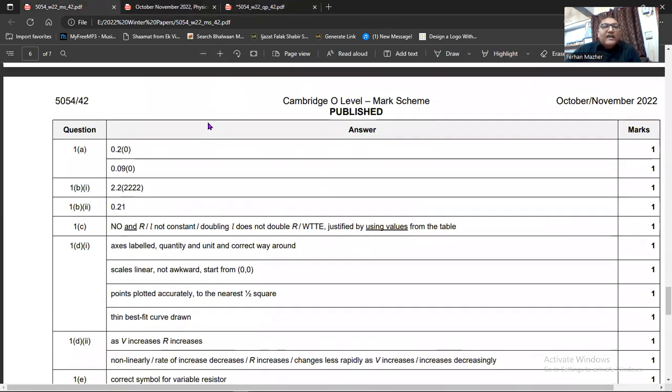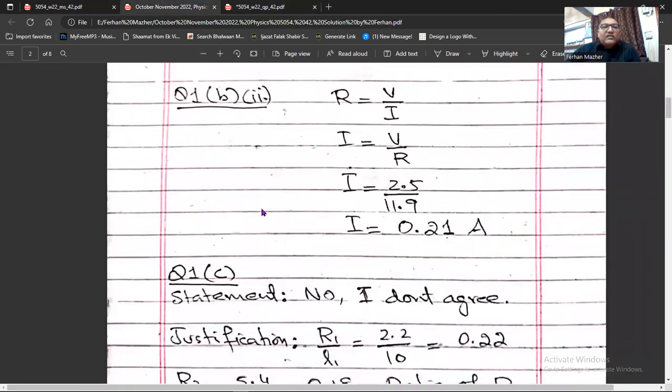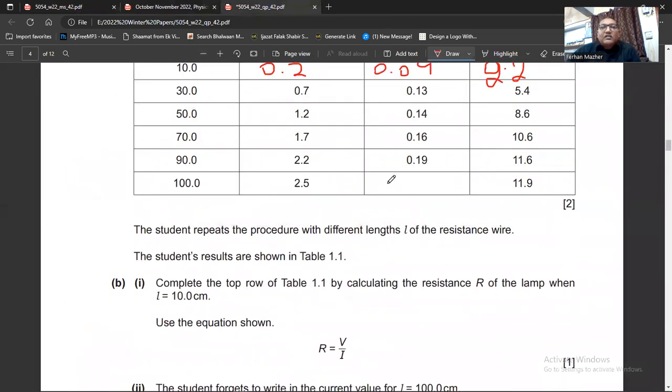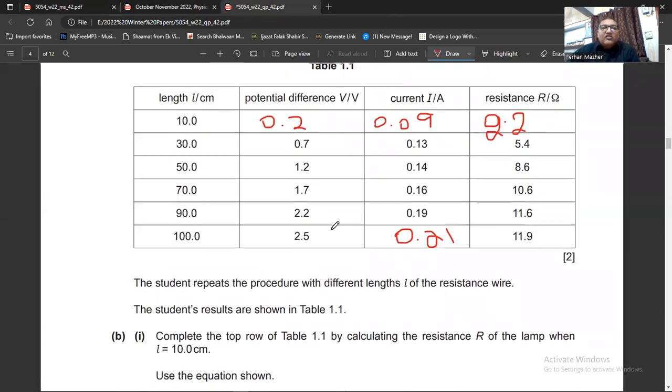0.21 is the right answer. Okay, so this is the answer. So I will write here 0.21. This is the table.